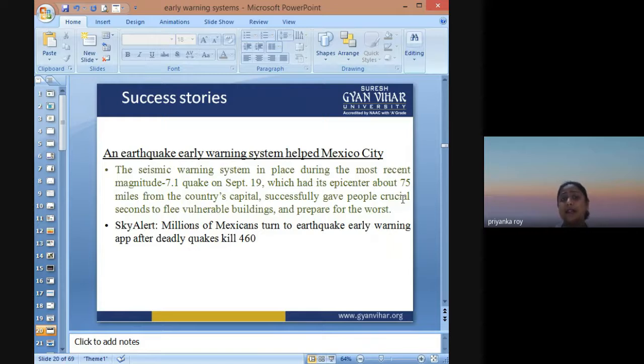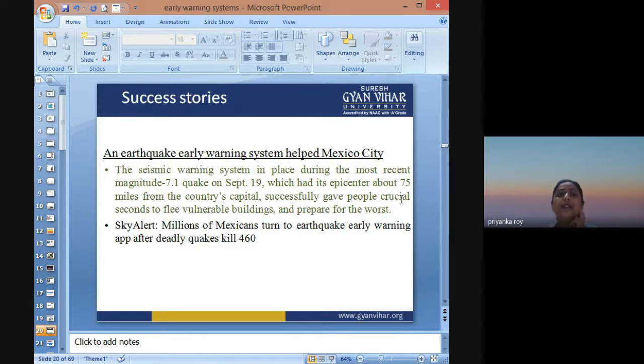There is a success story that tells that an early warning system for earthquakes has helped a city, a country, like Mexico City. The seismic warning system was in place during the most recent earthquake, about magnitude 7.1 on September 19, which had its epicenter about 75 miles from the country's capital. Successfully, it gave people a crucial few seconds to flee vulnerable buildings, evacuate and prepare themselves. If they are not able to evacuate, then prepare to protect themselves from any harm or fatality.